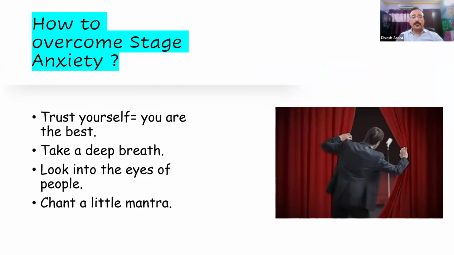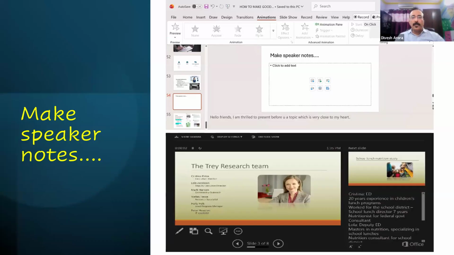How to overcome stage anxiety? First of all, have a belief that you are the best person to deliver that. Take a deep breath, do some little chanting, a mantra, or whatever you do. Look into the eyes of the people. That will give you the greatest confidence. I'll tell you, in the initial 30 or 45 seconds, you will have anxiety. Then you'll be all good, my dear.